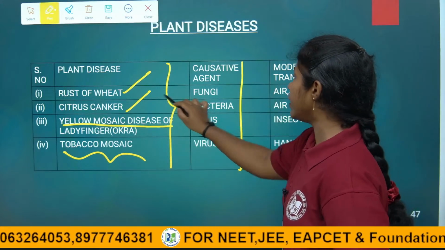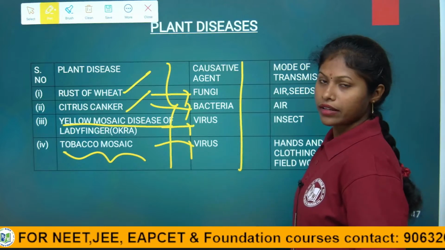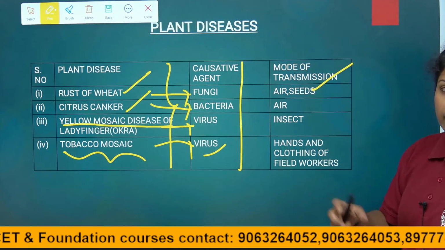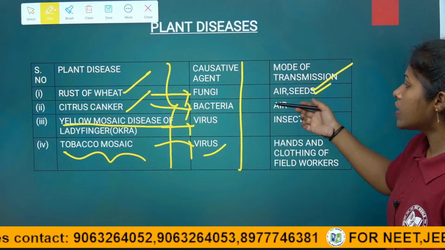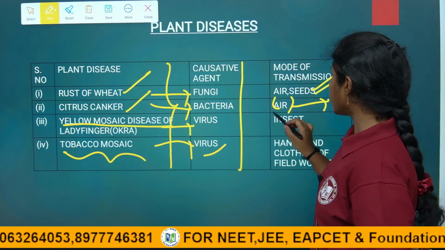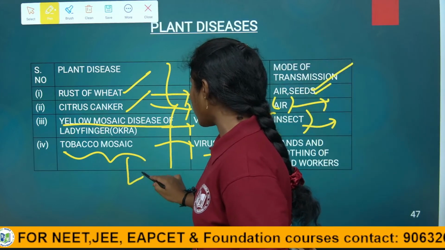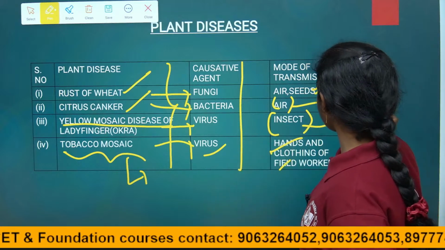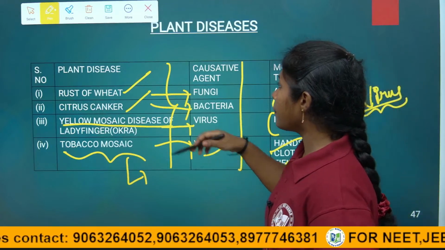The causative agent of rust of wheat is fungi, citrus canker is bacteria, and yellow mosaic disease and tobacco mosaic disease are caused by viruses. For the mode of transmission, rust of wheat spreads from the ill plant to the healthy plant through the air or by seeds. Citrus canker, the bacterial disease, spreads through air only. Yellow mosaic disease spreads through insects, which act as carriers. And the tobacco mosaic virus is easily transmitted through hands, clothes, and field workers. As viruses are smaller than bacteria, they can transfer more easily than bacteria.